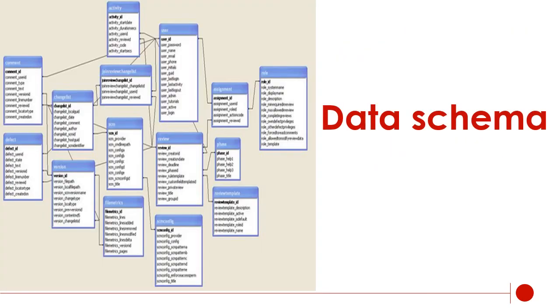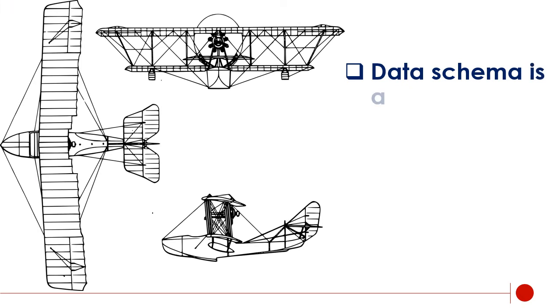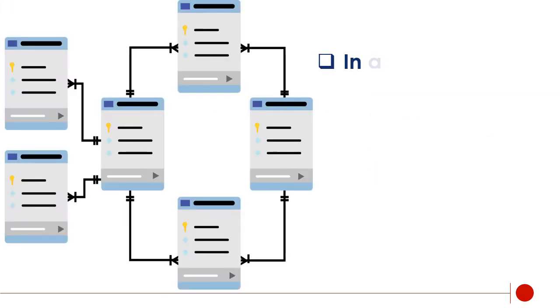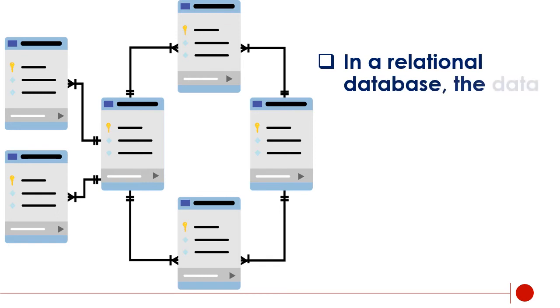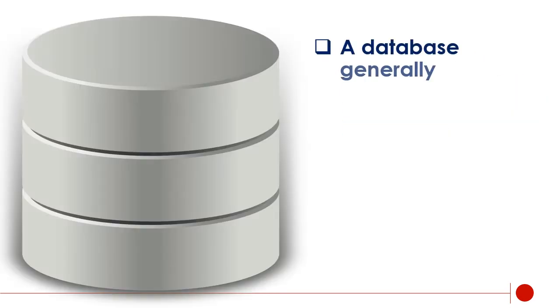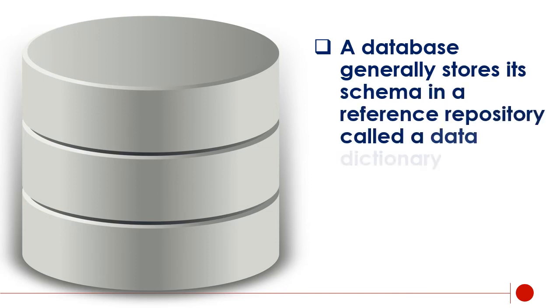Data schema. Data schema is a blueprint of how a database is constructed. In a relational database, the data schema is organized into tables. A database generally stores its schema in a reference repository called a data dictionary.